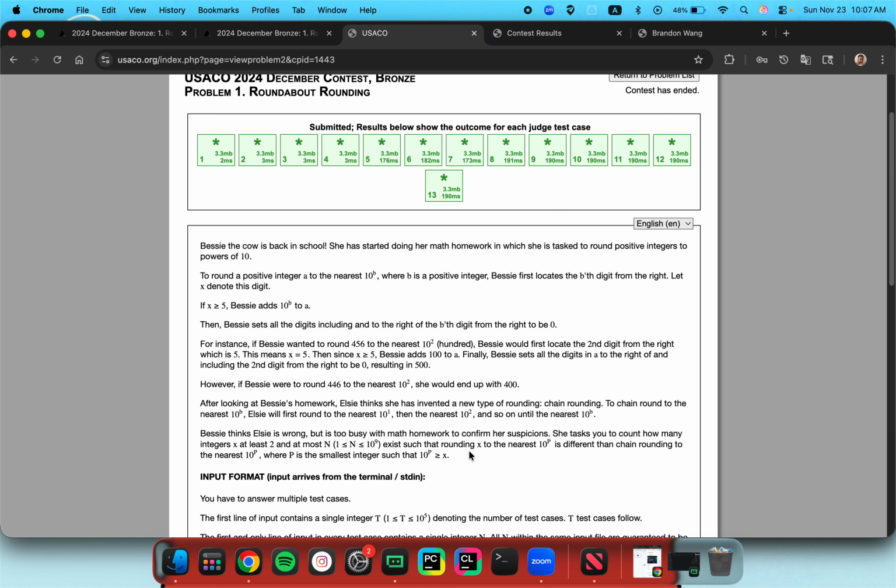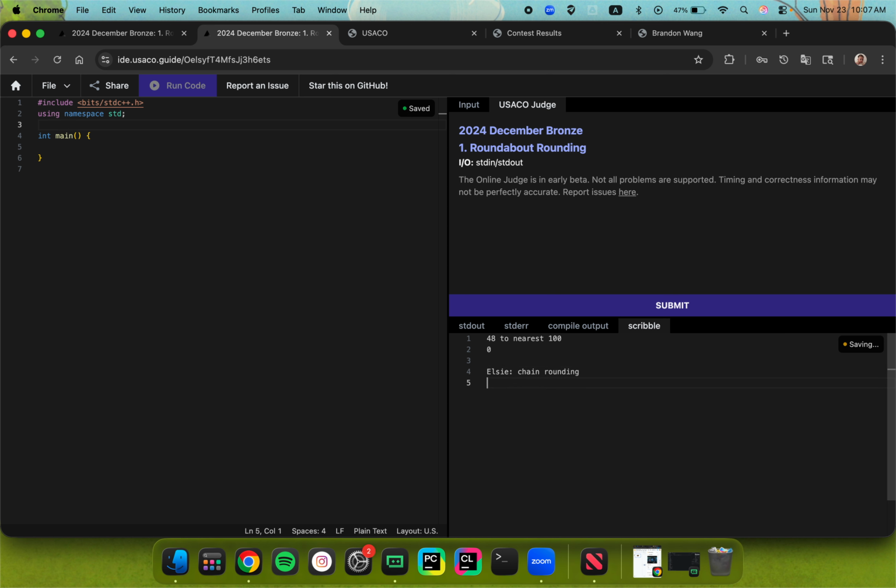So what this problem basically says is that you have numbers, and there are two types of rounding. For example, we have the number 48. There's normal rounding. Let's say you round to the nearest hundred. Normal rounding gives 0. But the problem creates chain rounding. What chain rounding is: for 48, you first round to the nearest 10, which is 50, and then you round to the nearest 100, which is 100.